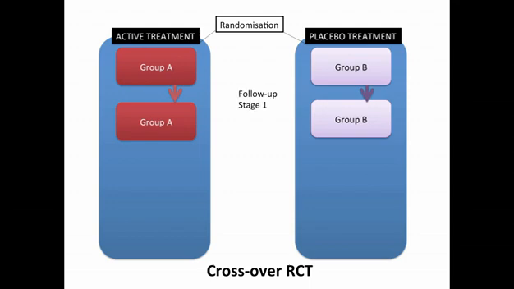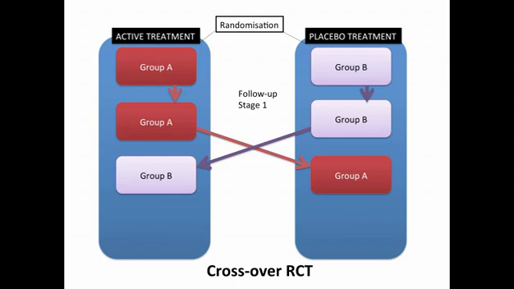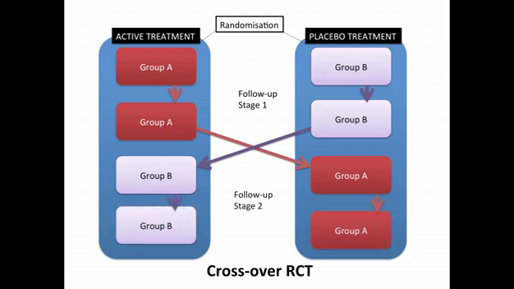In the first stage, you follow them up and evaluate treatment response as you would do in any parallel two arms RCT. In the next stage, group A is given placebo treatment and B is given active intervention. Thus, a crossover takes place with another follow-up stage. This is called a crossover randomized controlled trial.